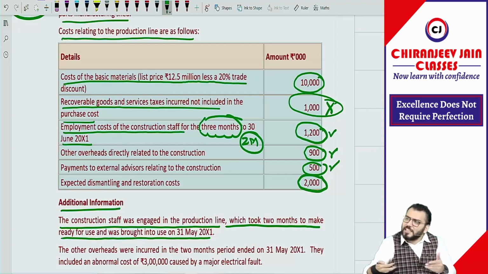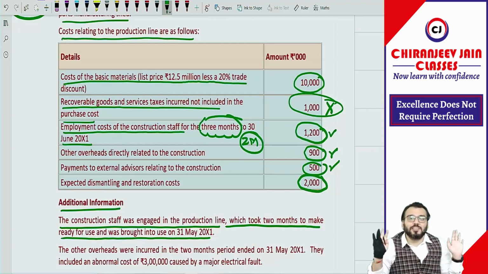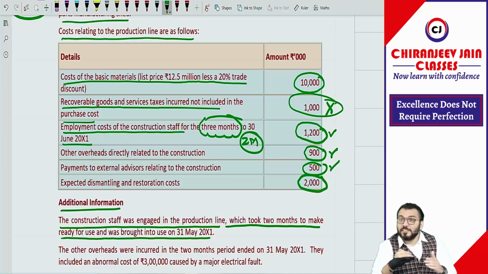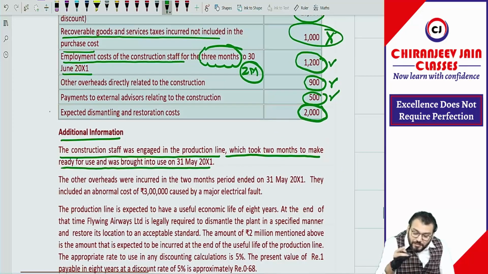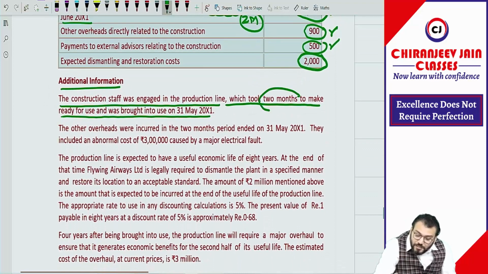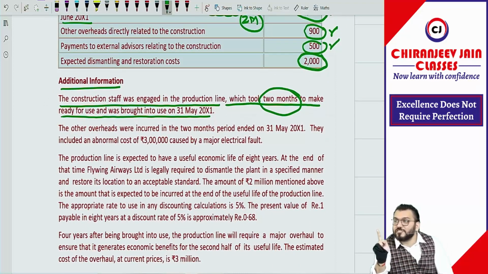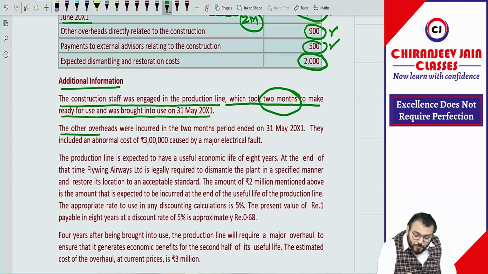Normally what we do is read, but we don't understand. Even if you read 3 times in the exam, you will not understand. So always circle all important points. Once you have circled 3 months, you understand it is 2 months, and 1 month will not be taken into consideration. The other overhead was incurred in 2 months.